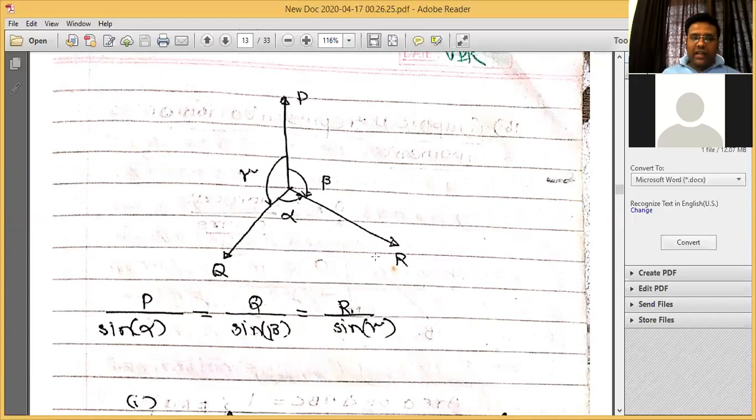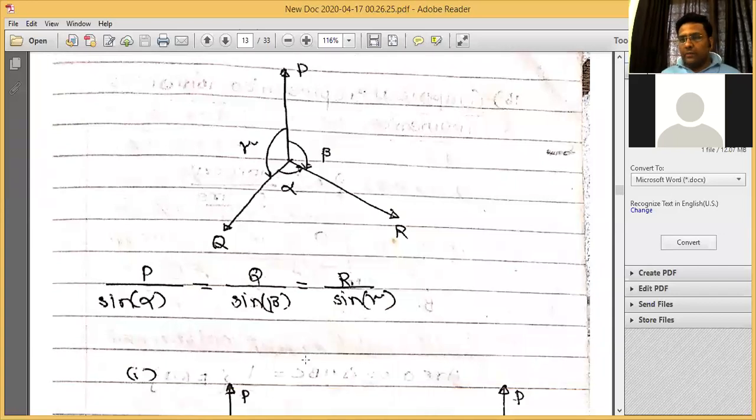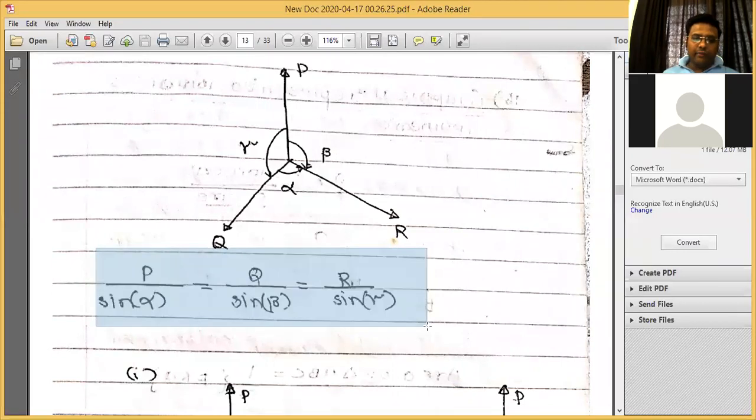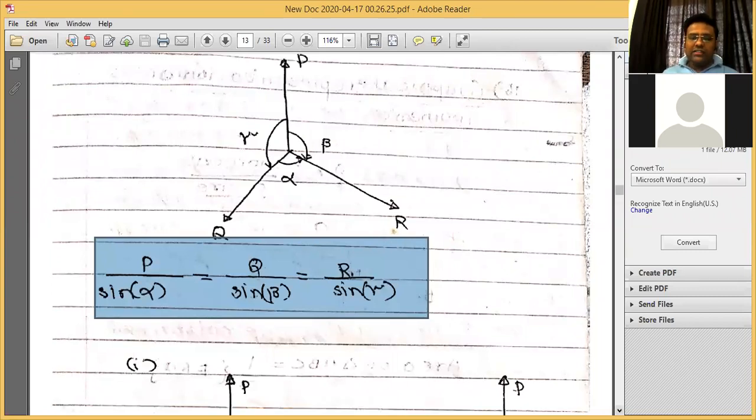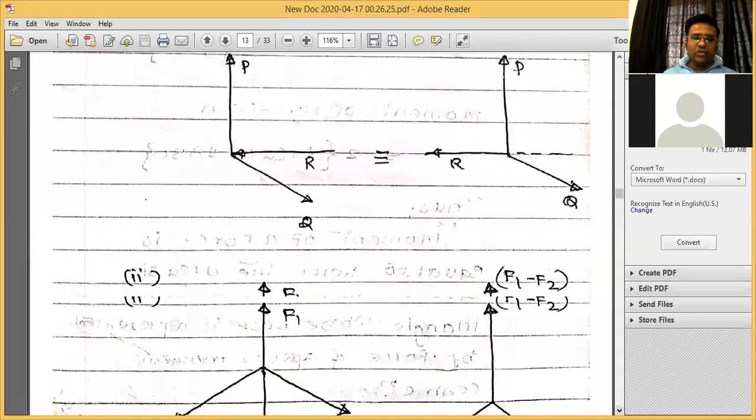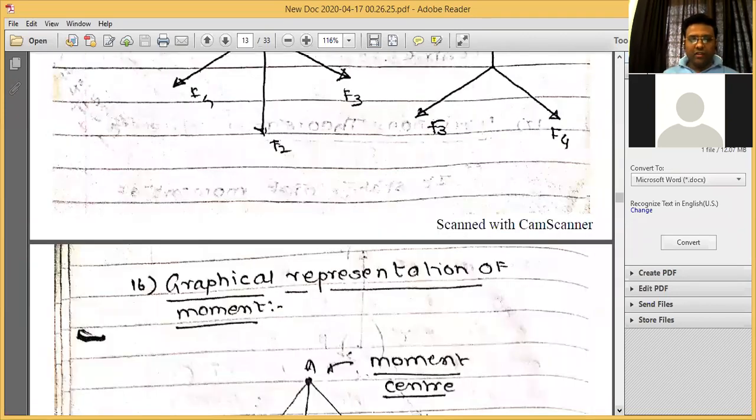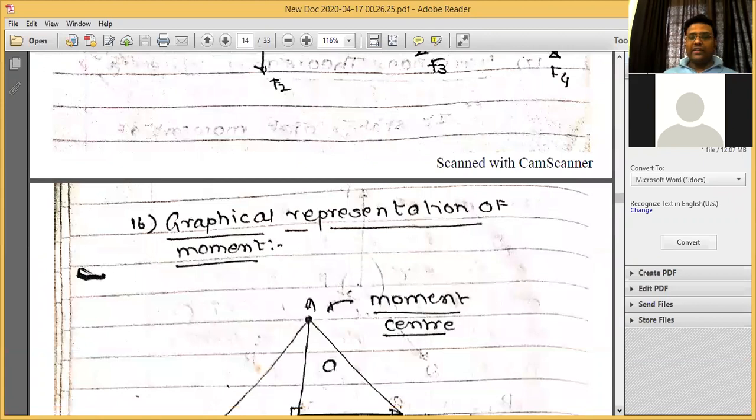If you take the r divided by sine of the angle between p and q, that is gamma, this is also called the sine rule, and the ratio remains constant. This is very important. P upon sine alpha is equal to Q upon sine beta is equal to R upon sine gamma. This ratio remains constant. This is called the sine rule, or you can also call it Lami's theorem.